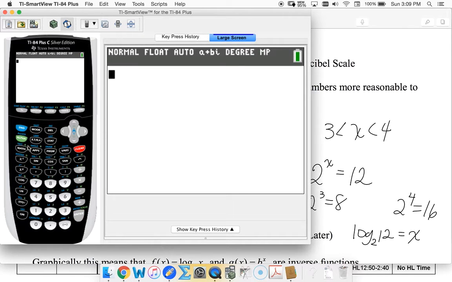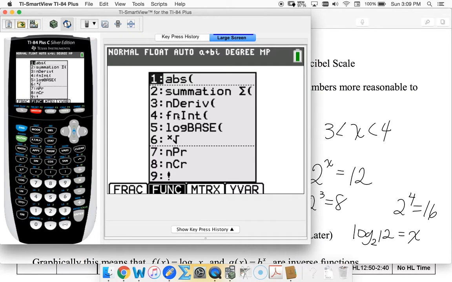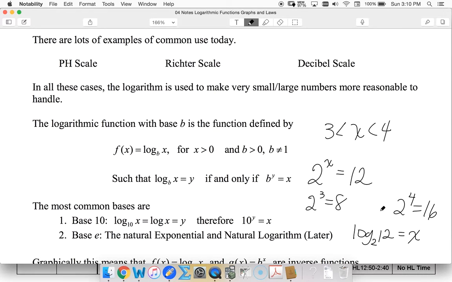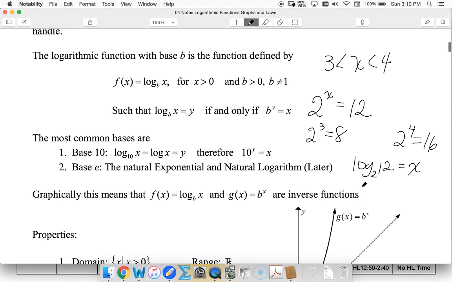If I want the approximate value, I can put it in my calculator. So in my calculator, if I do alpha and then window, I have an option here for log base. That's number 5. So you can either use your arrows down or you can just type number 5. My base is 2. My input is 12. We know it should be a number between 3 and 4. And sure enough, we get 3.58 approximately. So this is our exact value, and the approximate value was 3.58.